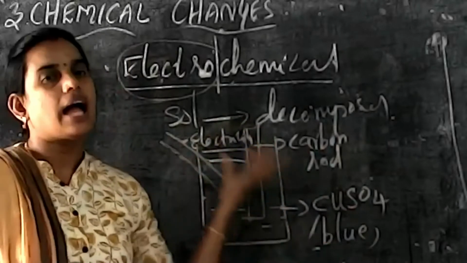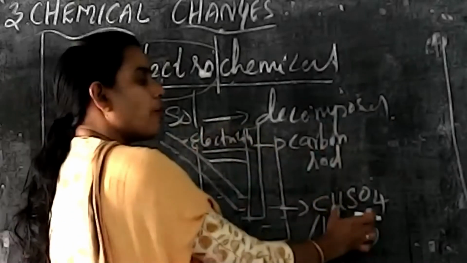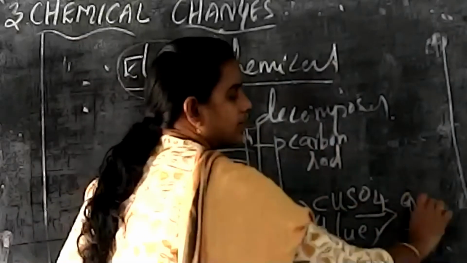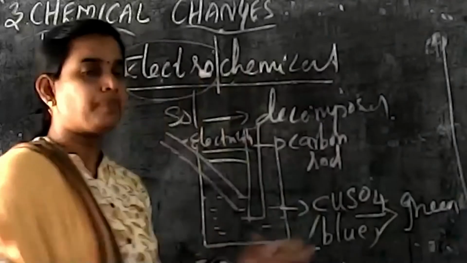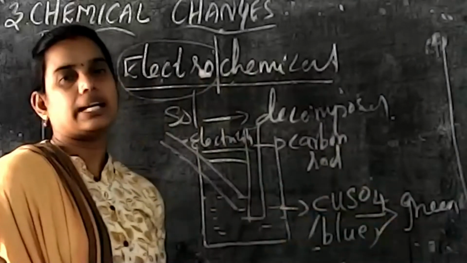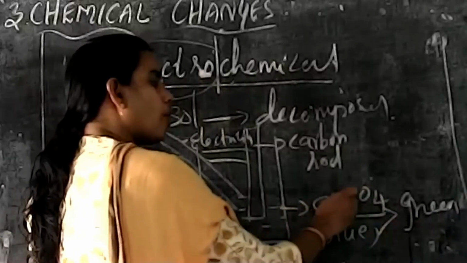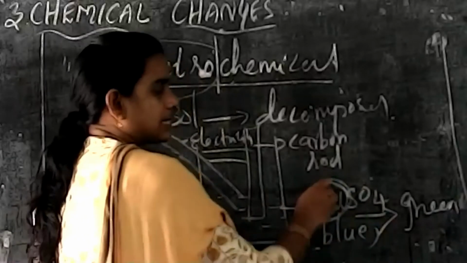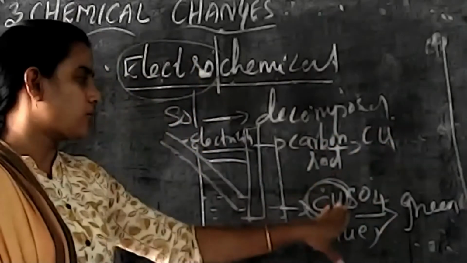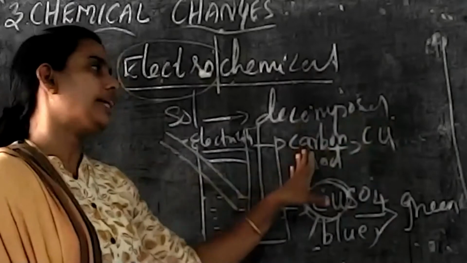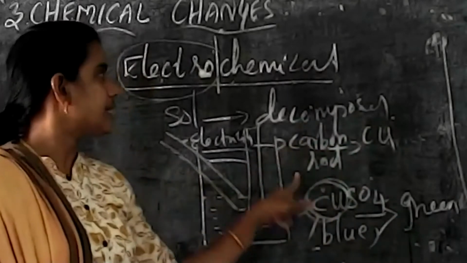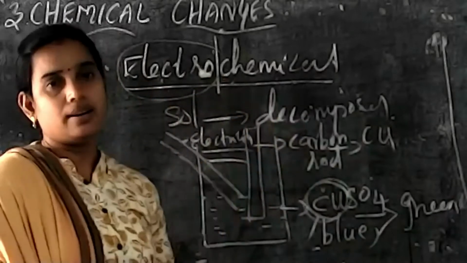What happens here? After some time the color of copper sulfate is converted into green color. The blue color of copper sulfate is converted into green color because the copper ions settle on the carbon rod. So this copper is settled on the carbon rod. That's why the color is changed. So this is an example for electrochemical reaction.